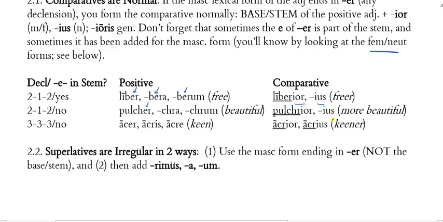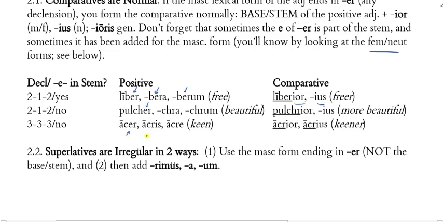And then I just add ior and ius to it. So pulcrior and pulcrius for more beautiful. And then for this third line, I have 3 3 3. That is, the masculine, feminine, and neuter forms are third declension, and E is not part of the stem. And acer, acris, and acre, keen, are the nominative forms of the three genders. Notice that the E is here in the masculine, but lacking between the C and the R in the feminine and neuter. That tells you that the E has been added.